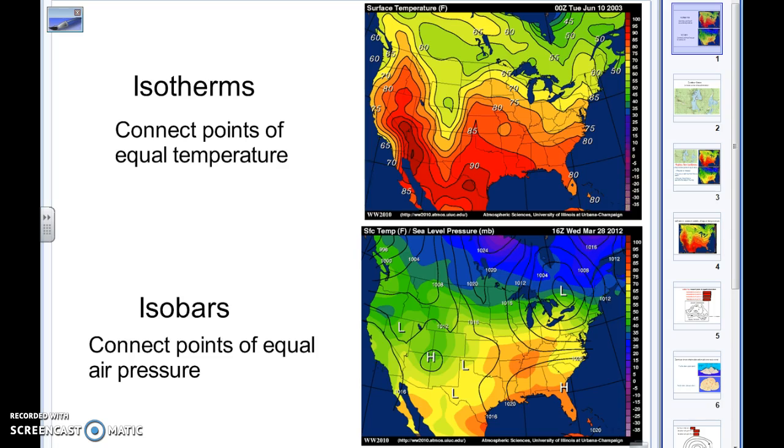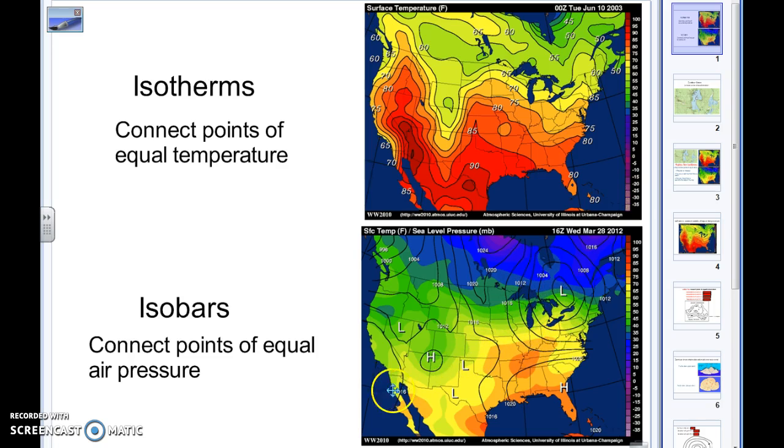Isolines are lines that connect points of equal value. This could be for temperature, barometric pressure, air pressure, or even elevation above sea level. You've probably seen isolines before, such as in this diagram here, when you have points of equal temperature, they're connected by a line. Here this would be barometric pressure.